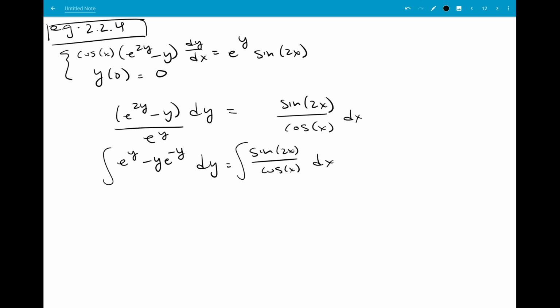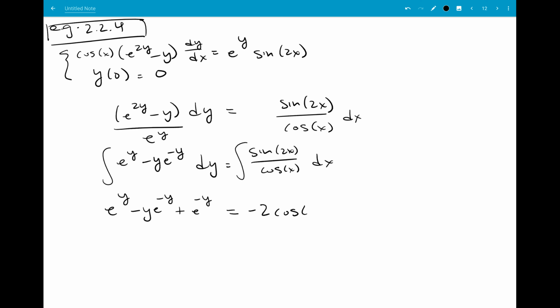And the left-hand side we can do just with integration by parts. So we're going to have e to the y minus y e to the minus y plus e to the minus y. And then on the right-hand side, if we want to integrate that, we're going to have to use a trig identity, which we don't have enough time for. So the solution is going to be minus 2 cosine of x plus a constant.